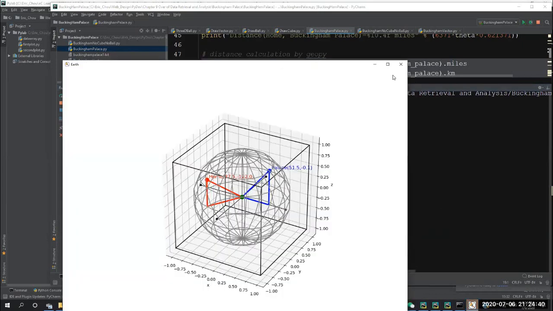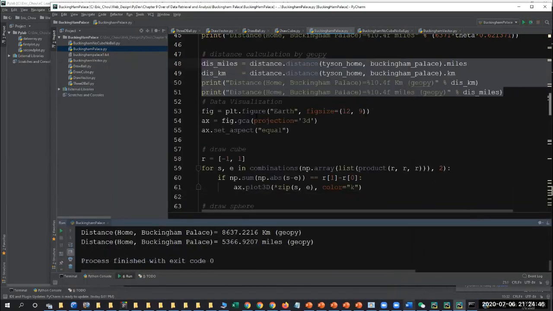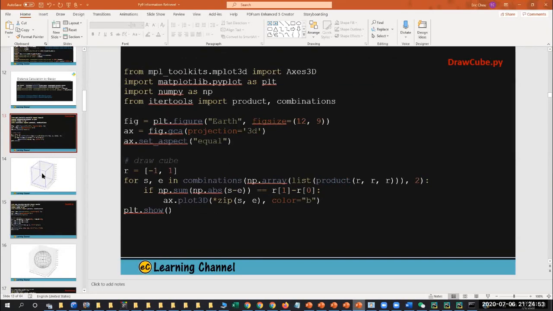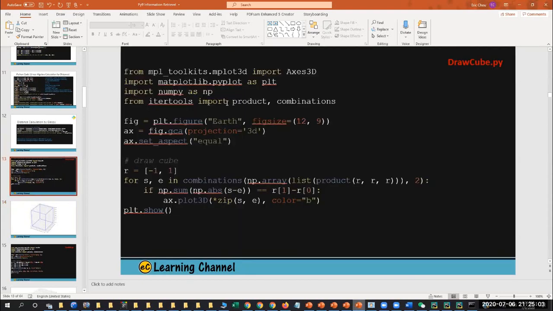And then after that, we are going to draw this ball like this, okay? So let's look at how we can draw that ball. So here, this one's Buckingham Palace. So let's go back to our slides. The first one, I would like to draw a chart like this with a rectangle frame. Is that okay? To do that, that's called draw cube.